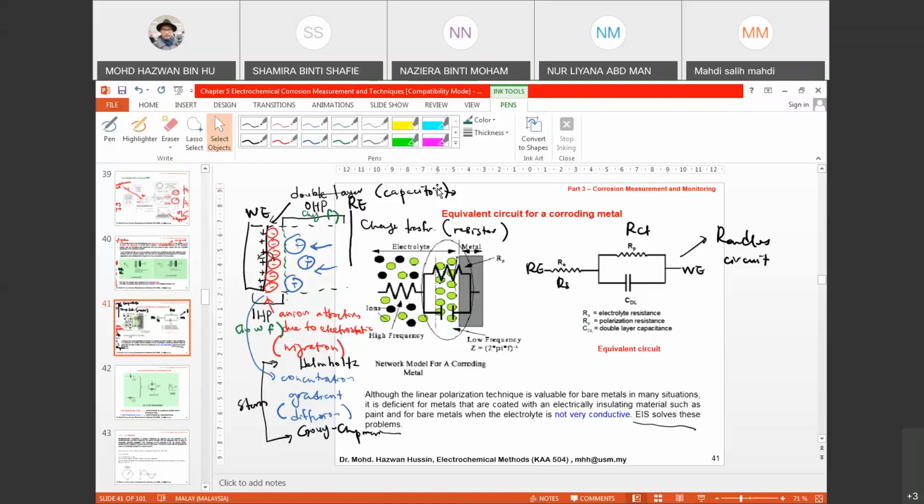But impedance is actually important if you have an unknown sample or a coated sample, because you don't know whether the sample is coated or not. Maybe it has some passive layer or some other layers that are not seen. Then if you do PD or LPR, this information cannot be discovered. Only with impedance can you get the information.